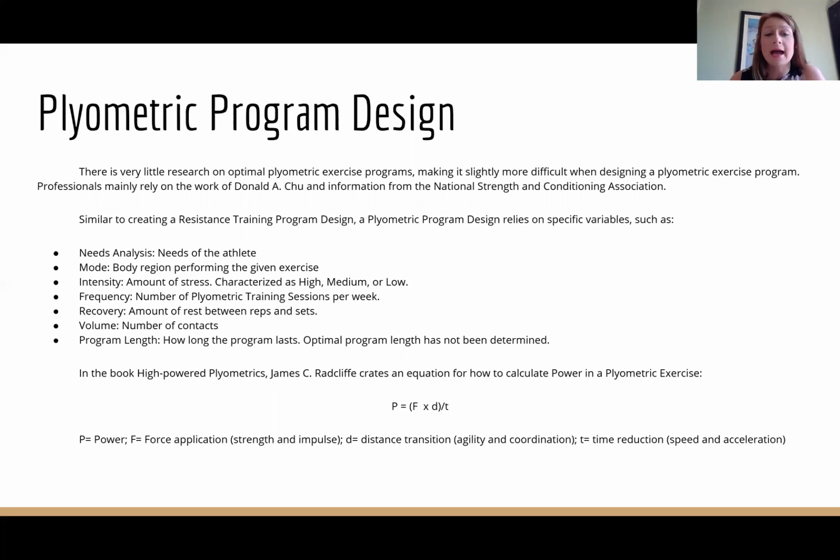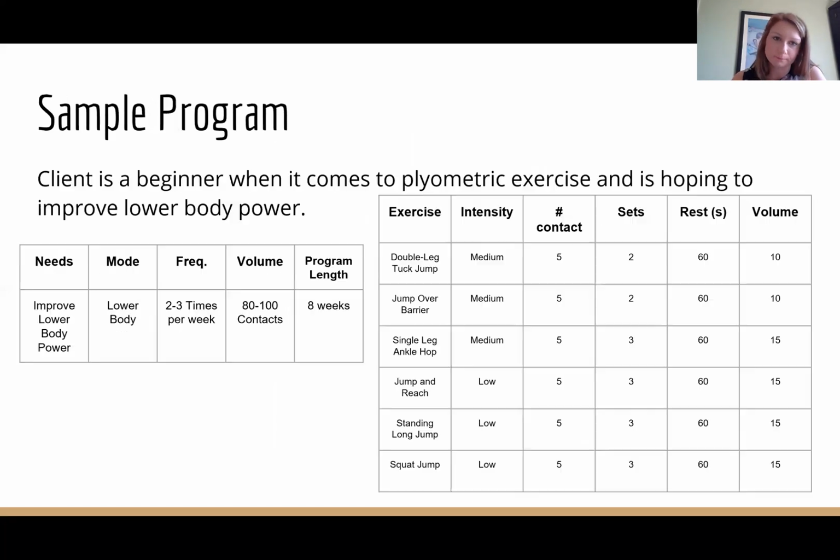So in the book High Power Plyometrics by James C. Radcliffe, he creates an equation for how to calculate power in a plyometric exercise. And so here it is. And I broke it down. The P is power, force is force application or strength and impulse. D means distance transition or agility and coordination, and time is time reduction or speed and acceleration.